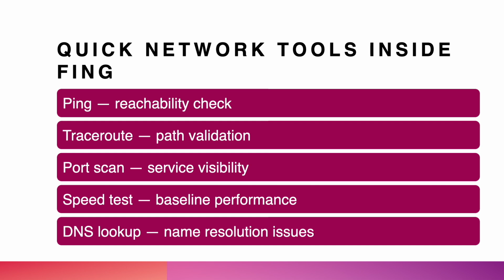Now, apart from this, what else can Fing give us as a networking tool? Fing also provides built-in troubleshooting tools like ping, traceroute, DNS lookup, and port scanning. So how can all this help us? Ping would help us check reachability from the device itself. Traceroute would help us validate the path. Port scan would help us see the service visibility, if there are visible, transparent services or not.